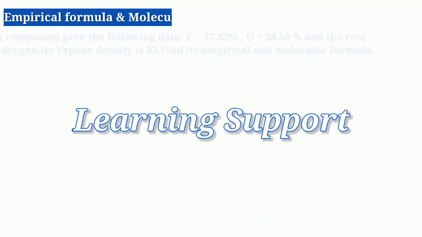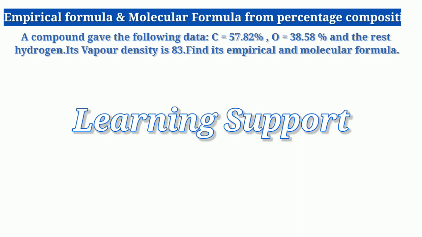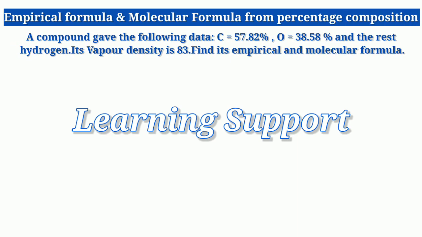Hello guys, let us find empirical formula and molecular formula from percentage composition in 4 steps, and it is not as difficult as it appears. Let us read the question. A compound gave the following data: carbon 57.82%, oxygen 38.58%, and the rest hydrogen. Its vapor density is 83. Find its empirical and molecular formula.